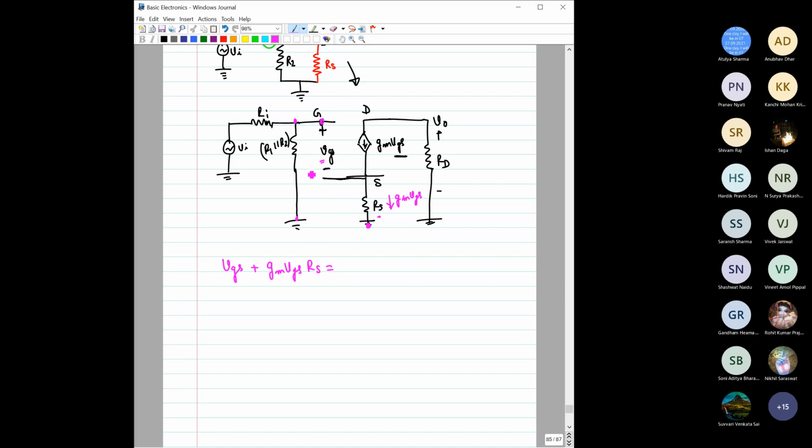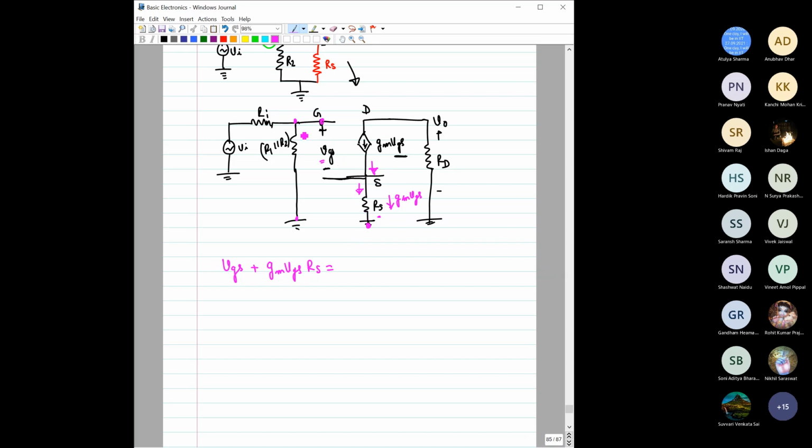Sir, why will all the current flow through RS only? Because there is no path, no? See, this source is floating, right? Here also there is no path, no? So if there is no path, then this current has to be equal to this current, right? Okay, sir. So it is GM VGS equal to this.